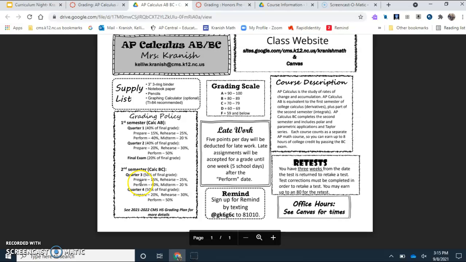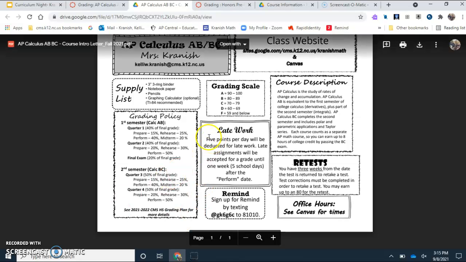Then second semester, quarter three counts 50% and quarter four counts 50%. You will have the AP exam, but it won't count towards your grade. You just have to take it, so you don't have to take an exam that I make. So that's the only difference from pre-cal. Late work's still the same policy and retest because those are CMS policies. So that sums everything up for curriculum night.